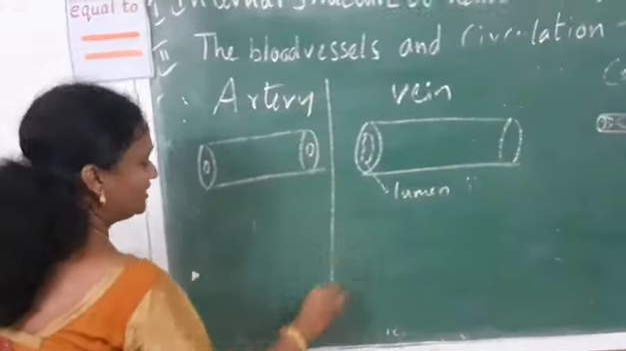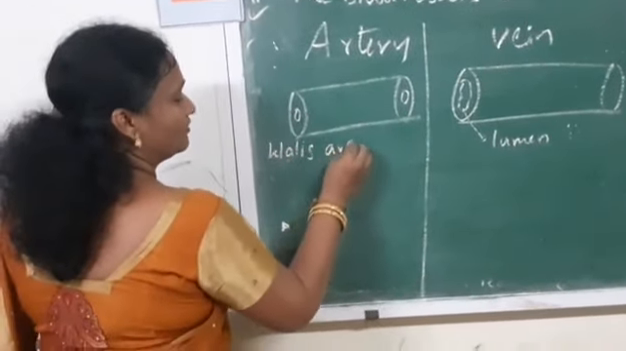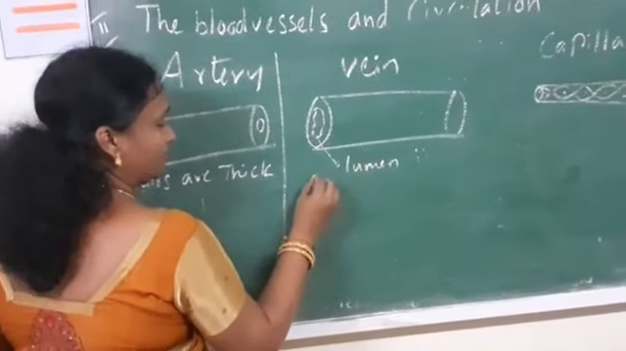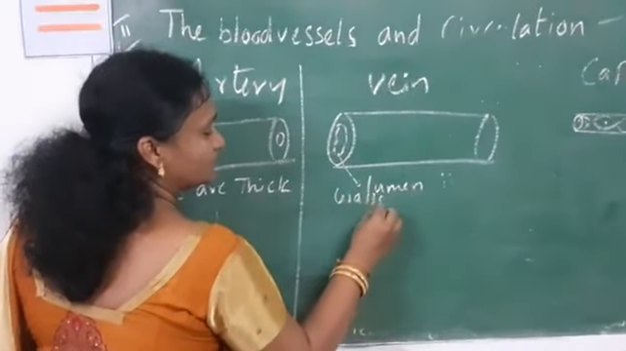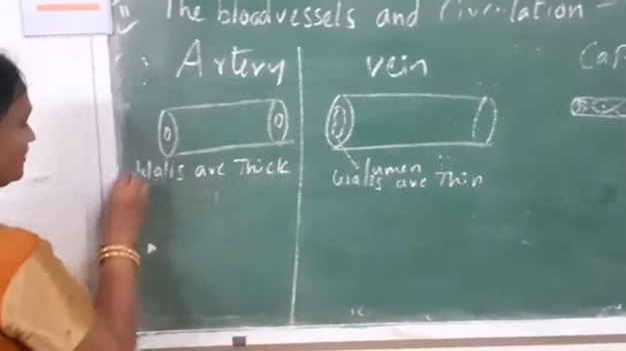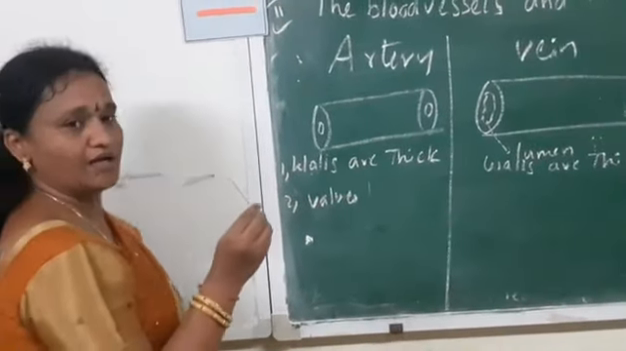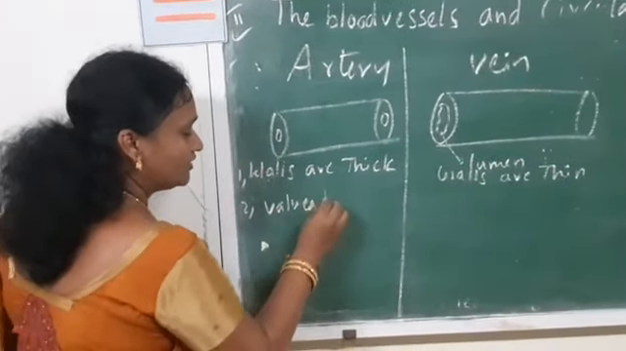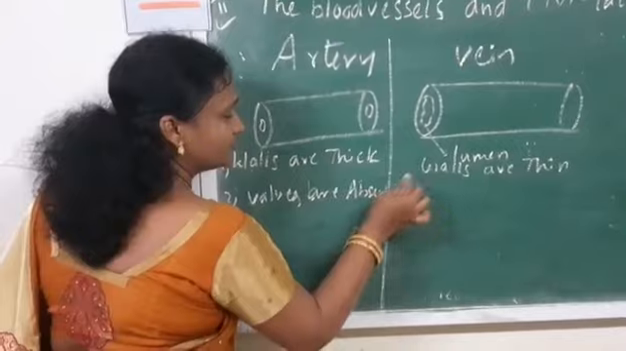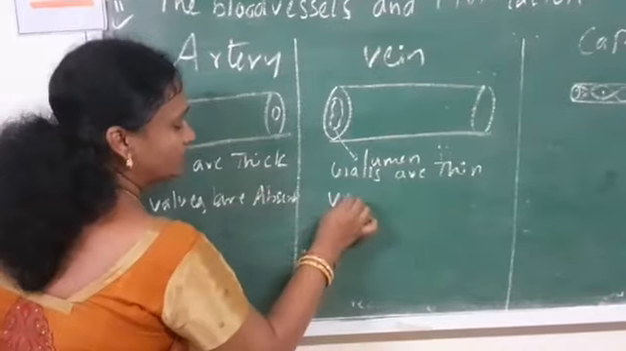Arteries and veins. When we observe the arteries, the walls of the arteries are thick. When we see the walls of the veins, the vein walls are thin. Next, valves: except in the systemic aorta and pulmonary artery, remaining all the arteries don't have valves. No valves are present. But we have seen in Fabricius's experiment that the veins have valves.